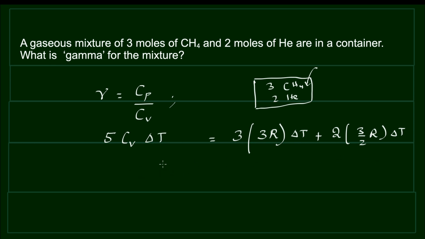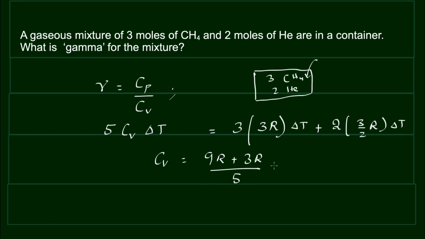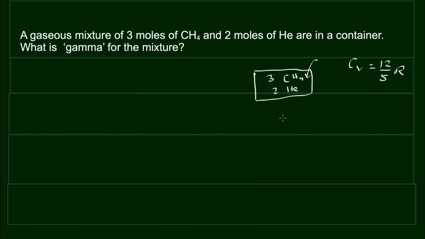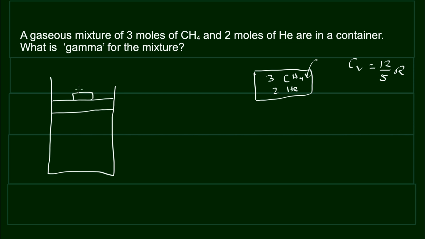So we solve this for Cv and we get Cv is equal to 9R plus 3R by 5, and that is equal to 12 by 5 times R. Now let's do Cp. Let's put this answer here, Cv. Now how do we find Cp for the mixture? So imagine that both the gases are contained in a cylinder and we keep the weights on the cylinder fixed. As we supply heat, the gases expand, but the weight remains the same, so the process happens under constant pressure.